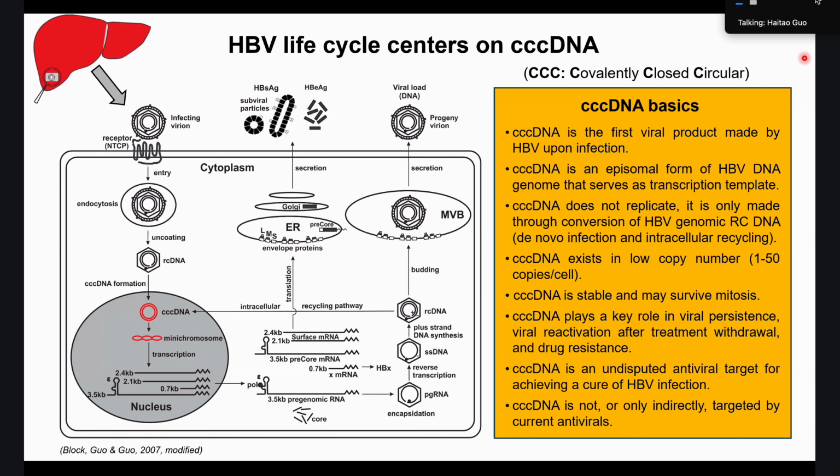The cccDNA exists in a low copy number, around 1 to 50 copies per cell. cccDNA is thought to be stable and may survive cell division. We all know that cccDNA plays a key role in viral persistence and reactivation upon treatment withdrawal, and is also responsible for drug resistance being carried to the progeny virus. So therefore, cccDNA is an undisputed antiviral target for achieving a cure of hepatitis B infection. But unfortunately, cccDNA is only indirectly targeted by the current antivirals.